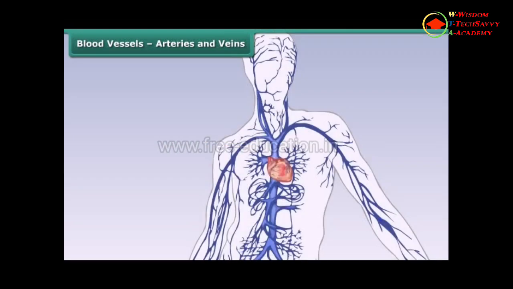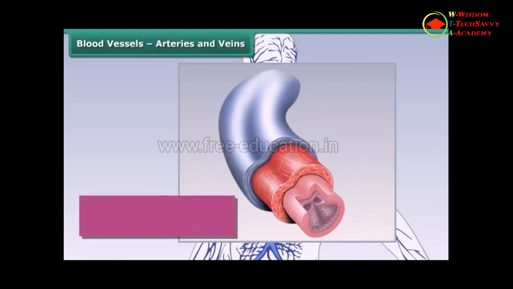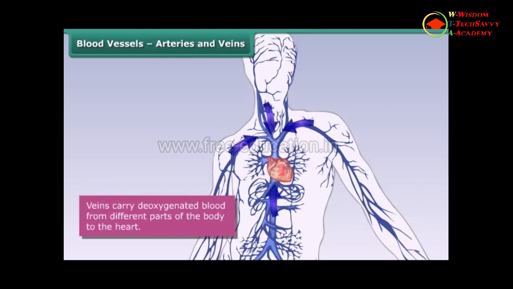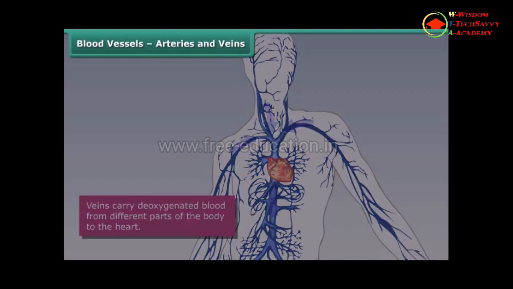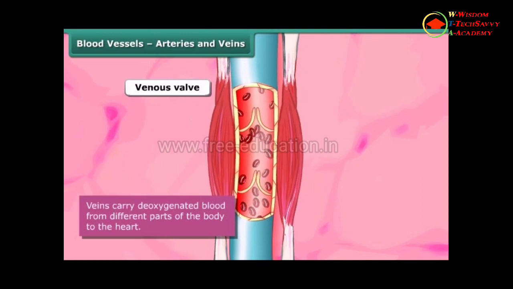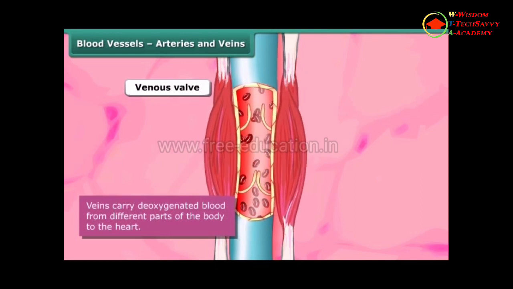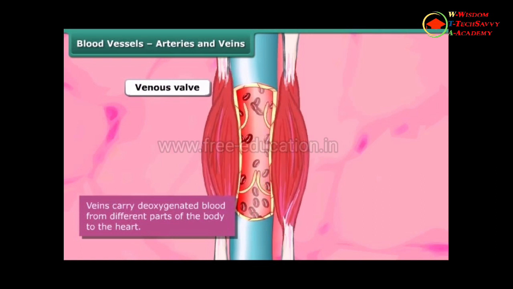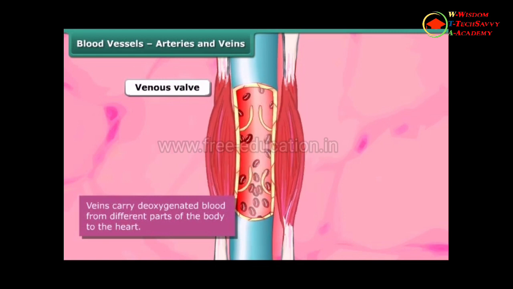Veins are blood vessels with thin walls. They are close to the skin. They carry deoxygenated blood from the different parts of the body to the heart. Most veins have flaps known as venous valves that ensure that blood flows only towards the heart. These valves prevent the blood from flowing back. The pressure of blood in the veins is lower than it is in the arteries.